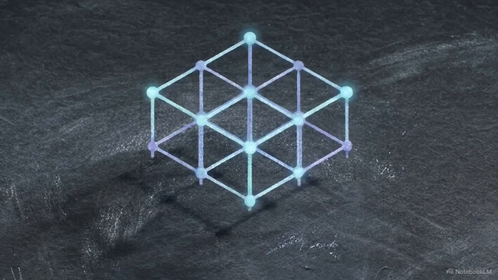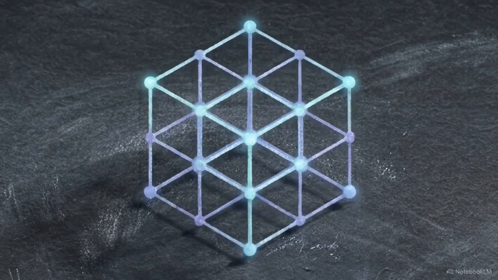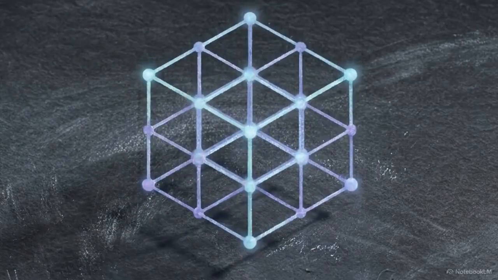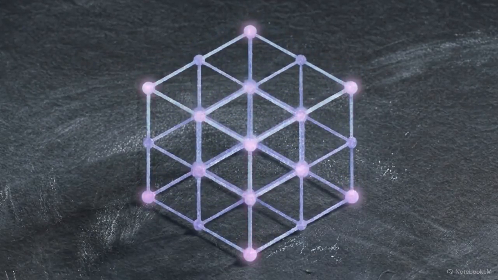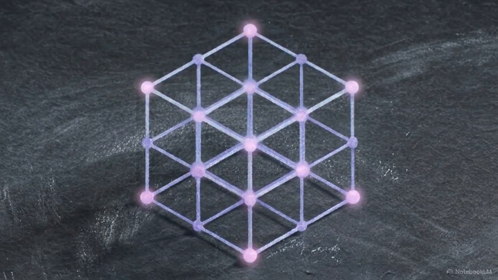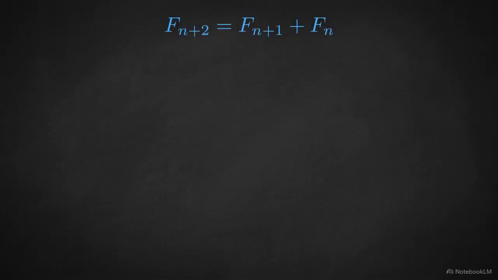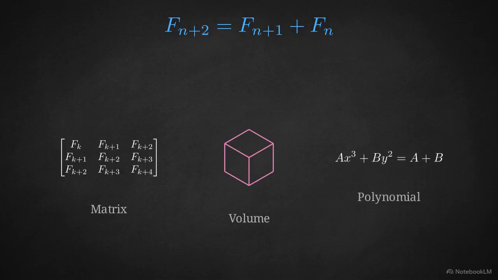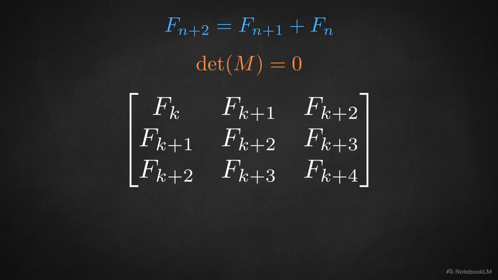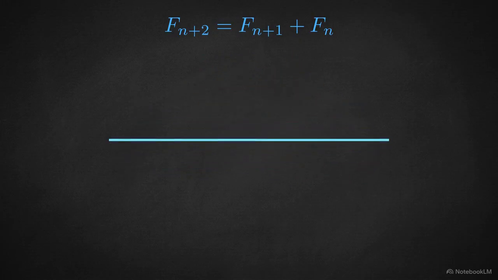The Fibonacci sequence is an additive recurrence functioning as a rigid algebraic operator. Applied to higher dimensional structures, it forces a topological collapse. Mapping this pattern into a matrix, volumetric equation, or polynomial system produces exact outcomes. This parameterization zeroes out matrix determinants.